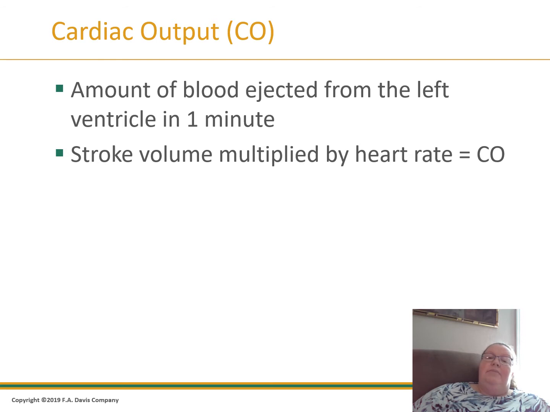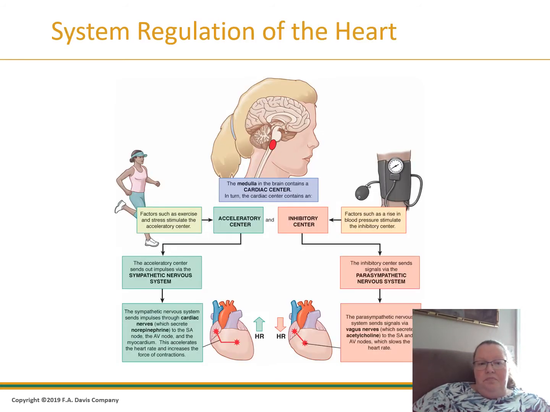Cardiac output is the amount of blood ejected from the left ventricle in 1 minute. So stroke volume multiplied by the heart rate equals the cardiac output.